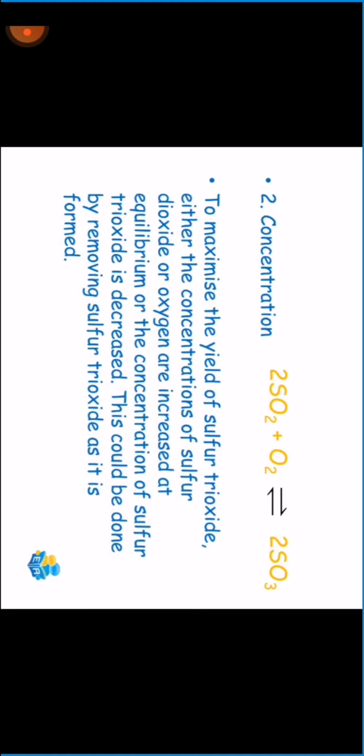So let's look at concentration. We want to maximize the yield of sulfur trioxide because that will in turn maximize the yield of our sulfuric acid. To maximize the yield of sulfur trioxide, the concentration of the sulfur dioxide or the oxygen must be increased, because if you have an increased concentration of the reactants, the reaction will want to oppose this increase, so it'll want to bring their concentration back down, so it will push the reaction forward.